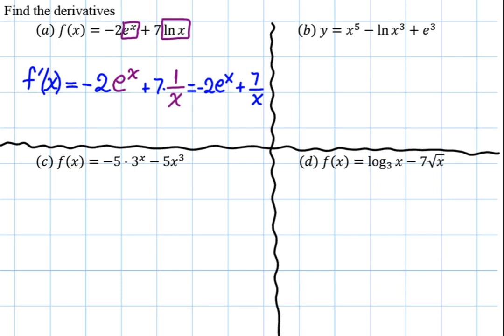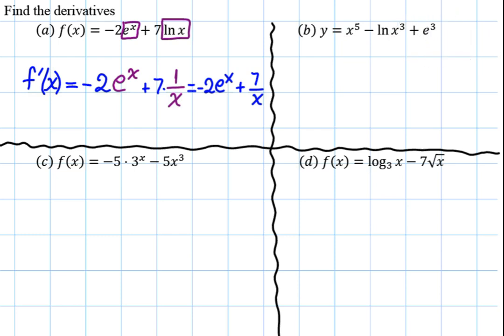The second one, x to the fifth minus ln x cubed plus e cubed. So we just take a look at the derivative first. X to the fifth, that's easy, 5x to the fourth. ln x cubed, there's a problem with that. We'll talk about that in a minute. So this is a constant, and the derivative of a constant is 0. So the derivative of e cubed is going to be 0. Right. So we have to take care of the ln x cubed first.